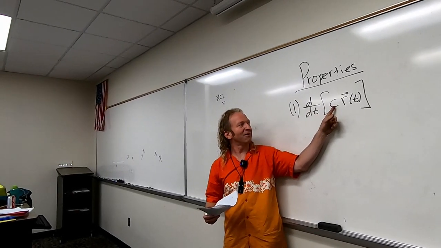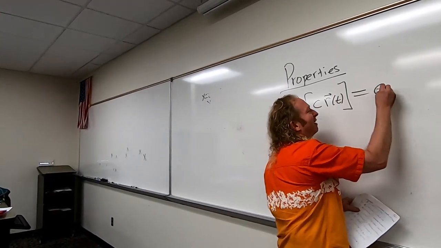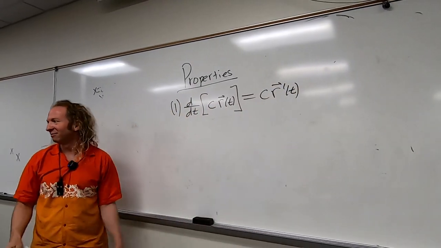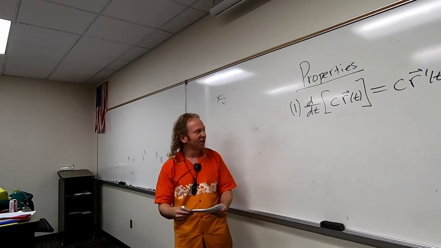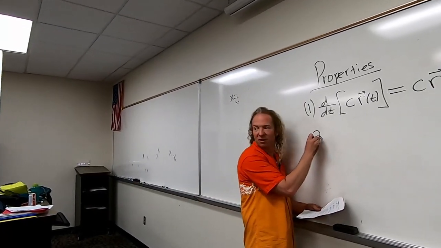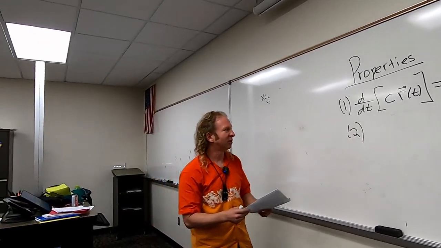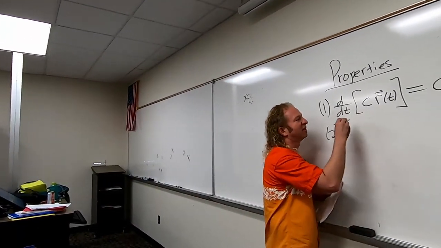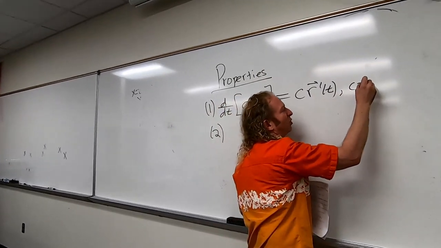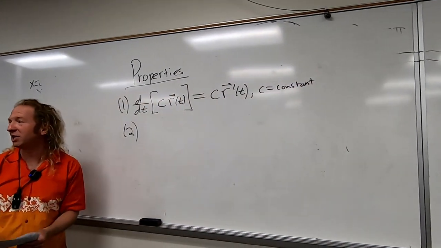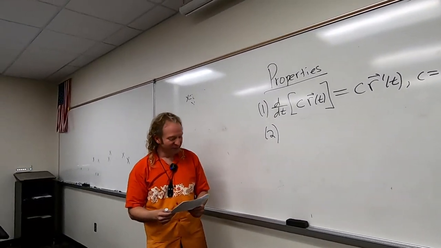So this is just c times r prime. That's it. So the number hangs out. That's the first property. c is a constant. It's important. I was lazy and I didn't write it down.